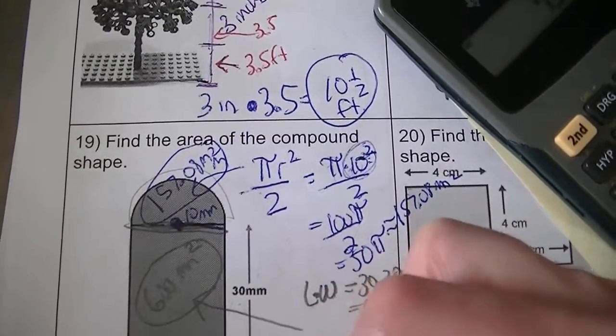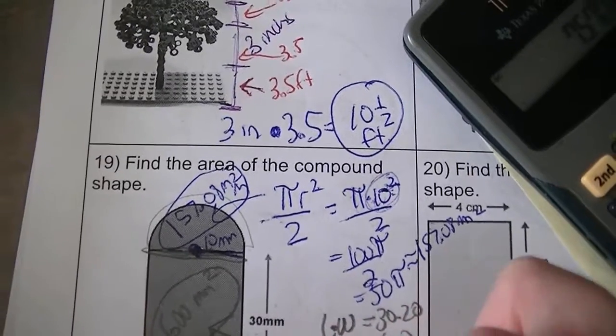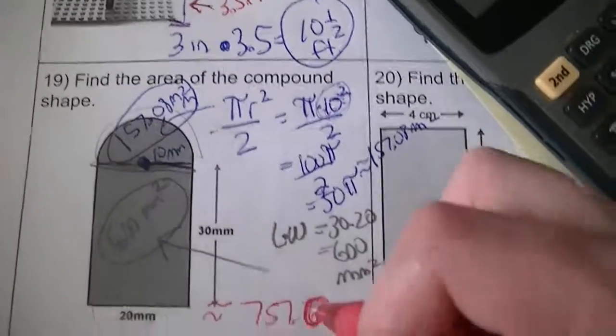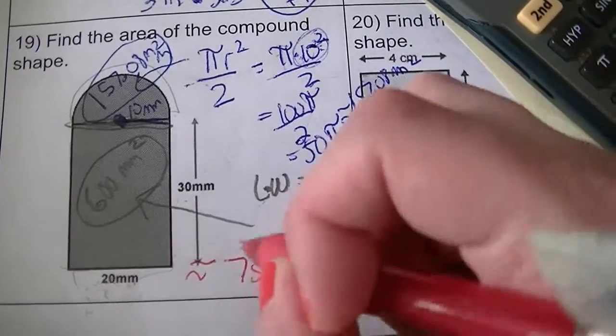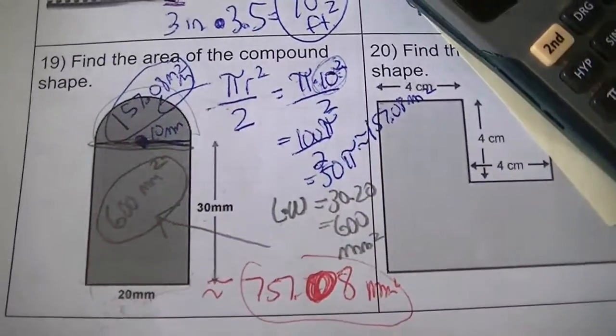Approximately 757.08 millimeters squared for the area of this compound shape.